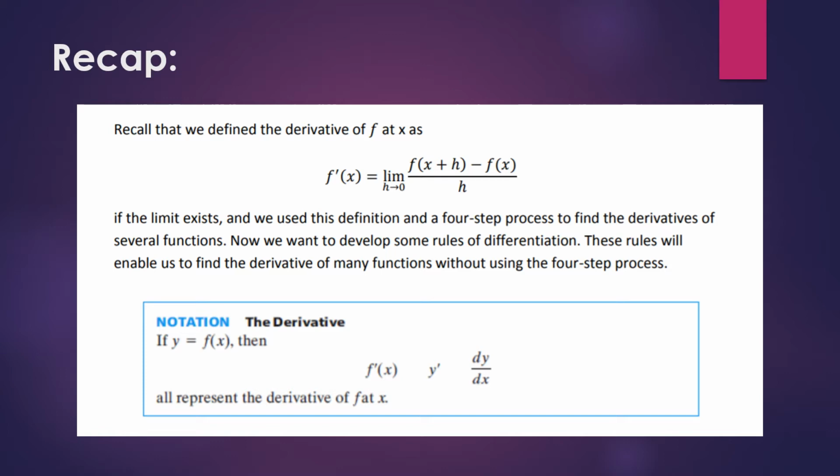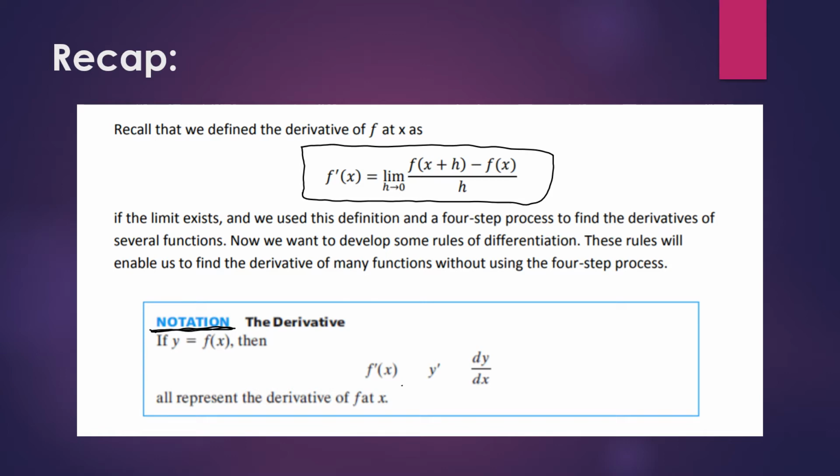So the derivative, also known as f prime, is defined as the limit as h approaches 0 of f of x plus h minus f of x all over h. And we calculate that using the four-step process that we covered in 3.4. If you look down below at the notation, we do actually have a couple other ways to indicate a derivative that we'll use pretty interchangeably.